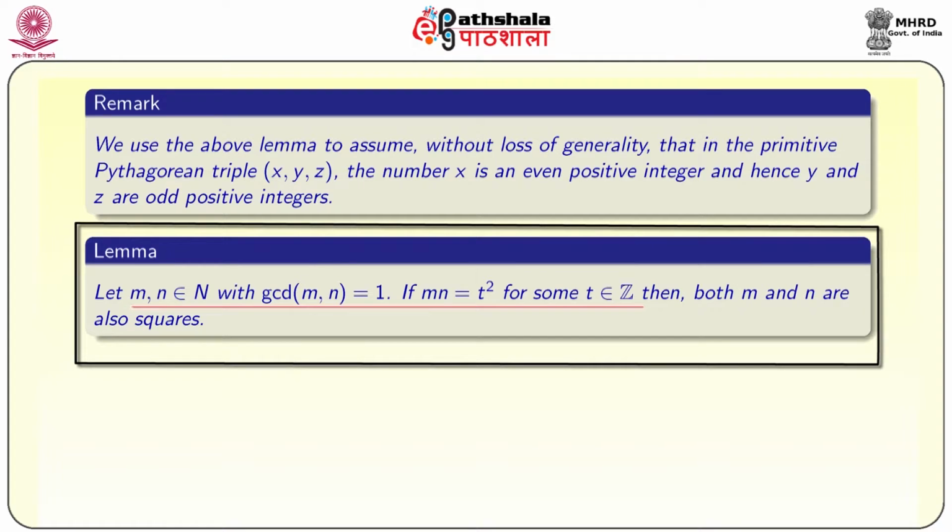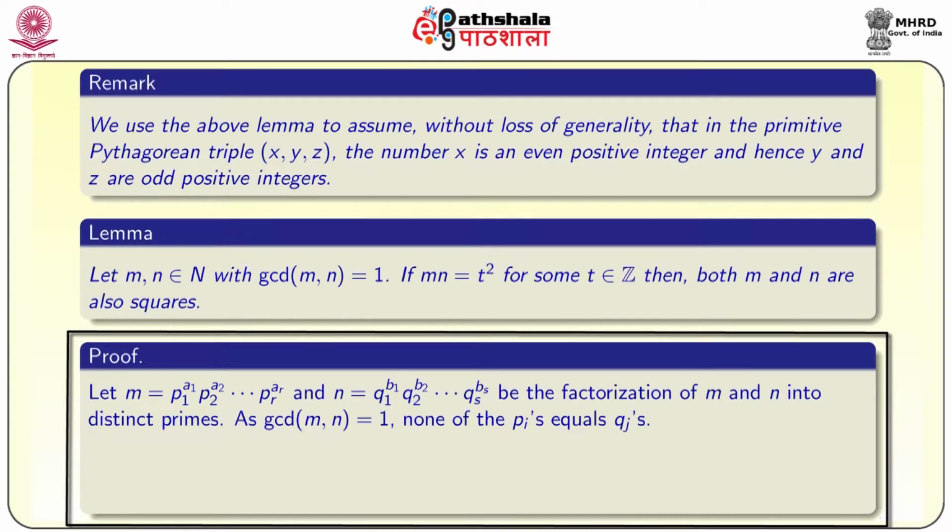Let m, n belong to the natural numbers with GCD of m, n equal to 1. If m times n is equal to t squared for some t in the integers, then both m and n are also squares. It is easy to see this. Take the prime factorization of m as m equals p1 power a1, p2 power a2 and so on, pr power ar, and n equals q1 power b1 times q2 power b2 and so on, qs power bs, be the factorizations of m and n into distinct primes, as GCD of m, n equals 1.